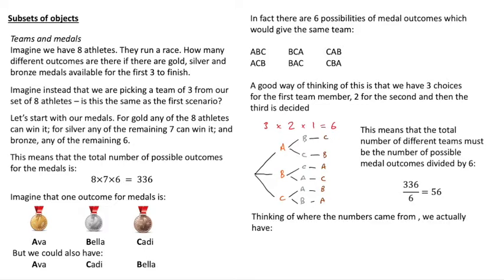And thinking of where the numbers actually came from, we have 8 times 7 times 6, which was the number of outcomes for the medals, divided by 3 times 2 times 1, which meant that the combinations of 3 different medalists were not included 6 times but just the once.